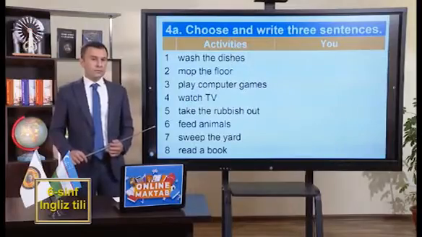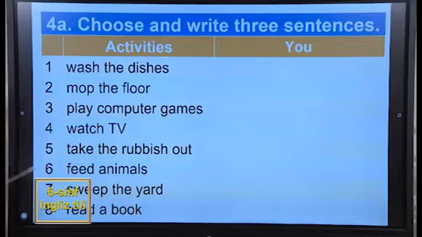Activity 4. Dear pupils, in order to do this activity, open your textbooks on page 89.